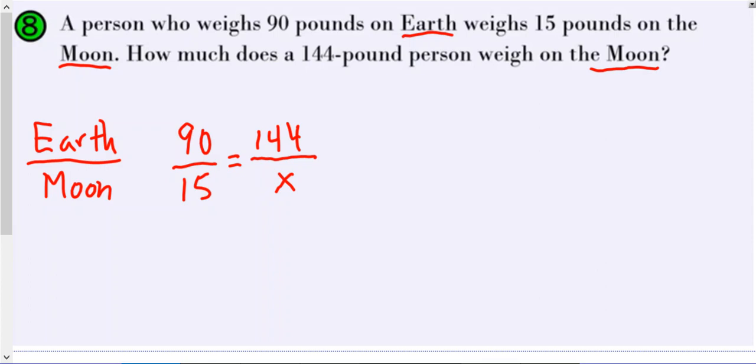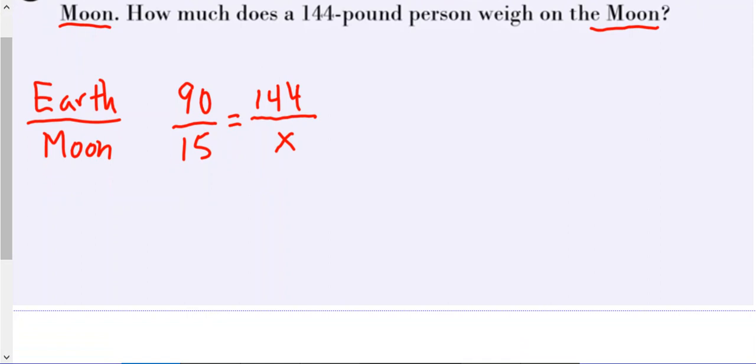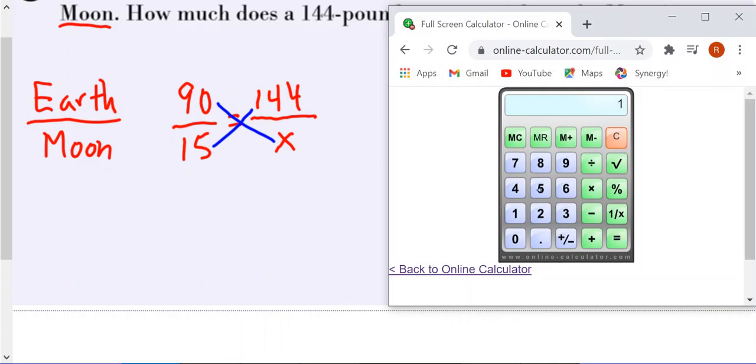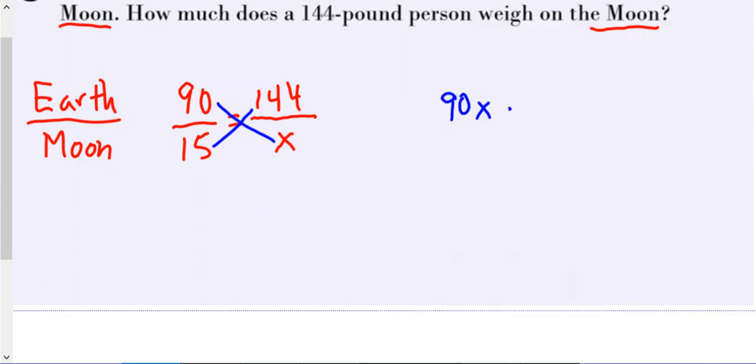Alright, now we have set up a proportion, and we can solve from here by cross multiplying. And we start with here. 90 times x will be 90x. And then 15 times 144. That is a big number, so let's use a calculator. We got 15 times 144, and that is 2,160. So equals 2,160. Alright, now here's our equation, and we can solve for x.